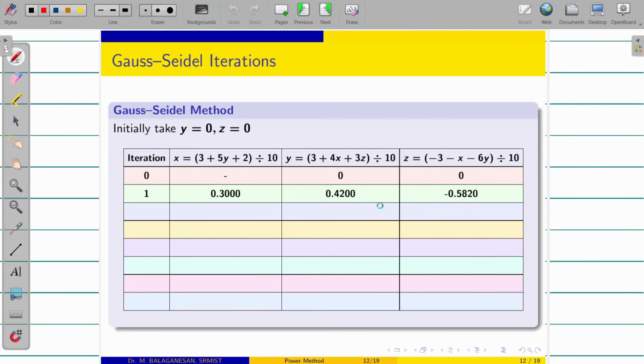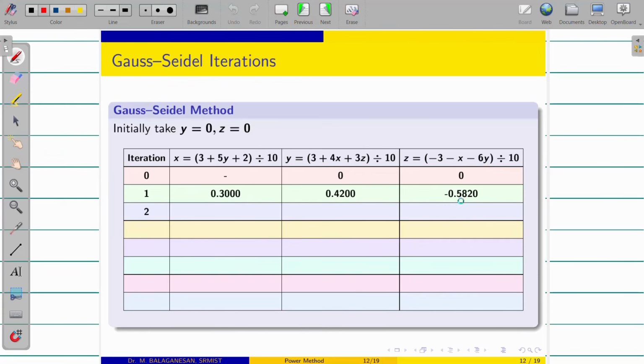Okay, fine. Now come to z. What are the values? X and y we have to take. What I will do in Gauss Jacobi, I will take old values of x and old values of y only. But what about now? Recent values we have to take. New values or recent values. This x value, this y value we have to take to find z.